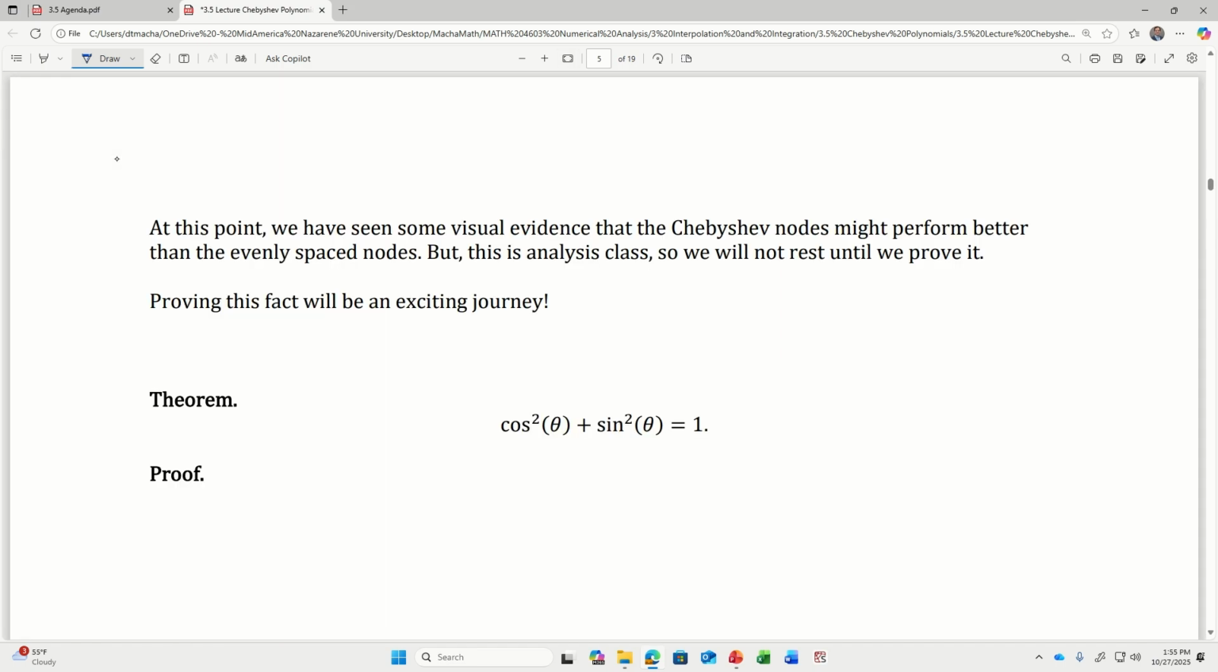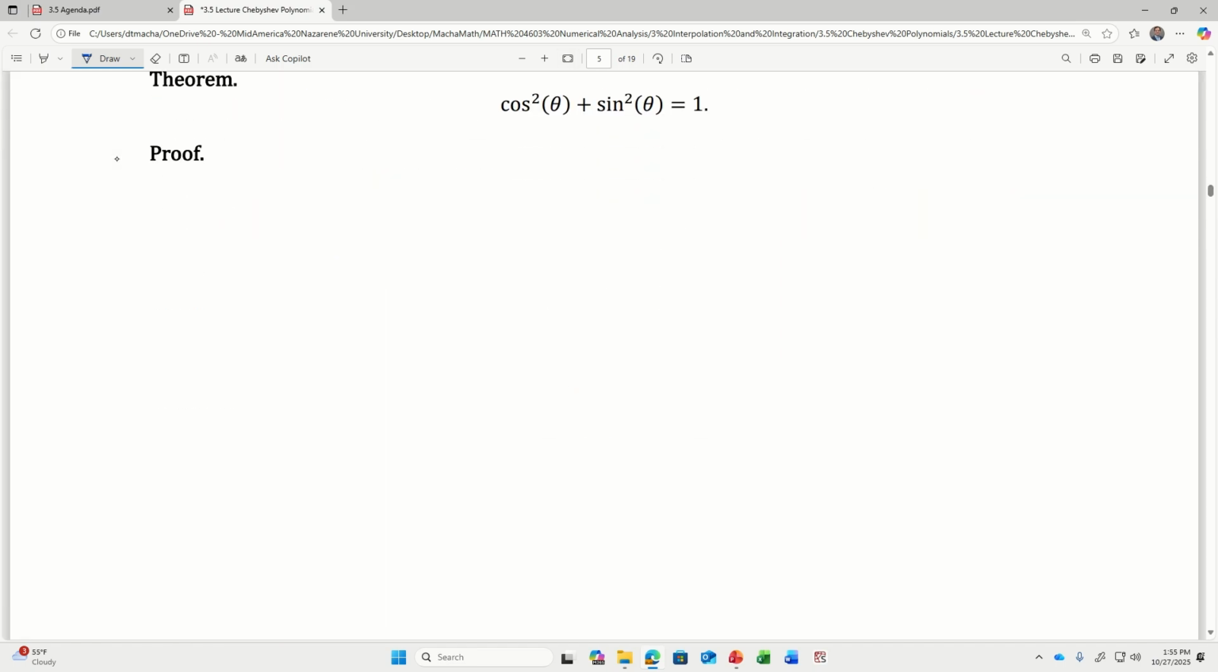Okay, you guys are familiar with this, right? Have you seen the proof for cosine squared plus sine squared equals 1? Really easy thing to prove. If I ask you to do this on a test, what I would like you to do is draw a right triangle with an angle theta and a hypotenuse of 1.